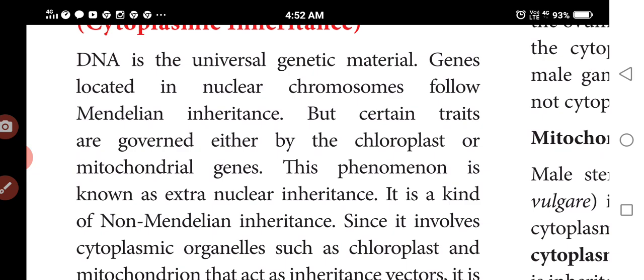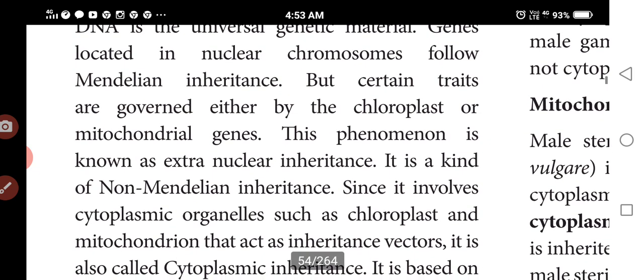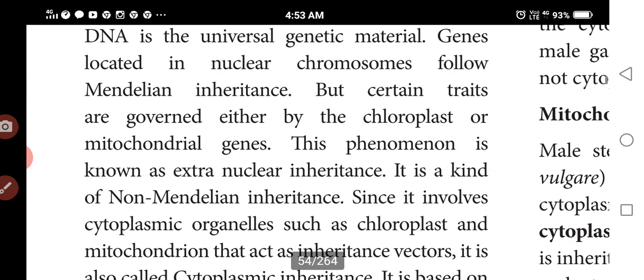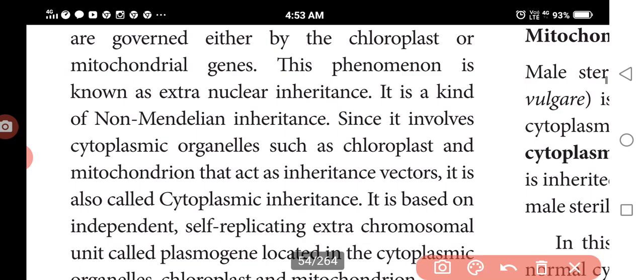That's why we find different types of loci here, which follow Mendelian inheritance. But chloroplast and mitochondrial genes are also here, and the phenomenon is called extranuclear inheritance. The genetic information from chloroplast or mitochondria is called extranuclear inheritance. It is a kind of non-Mendelian inheritance, involving the cytoplasm, such as chloroplast or mitochondria. We call it cytoplasmic inheritance and mitochondrial inheritance.